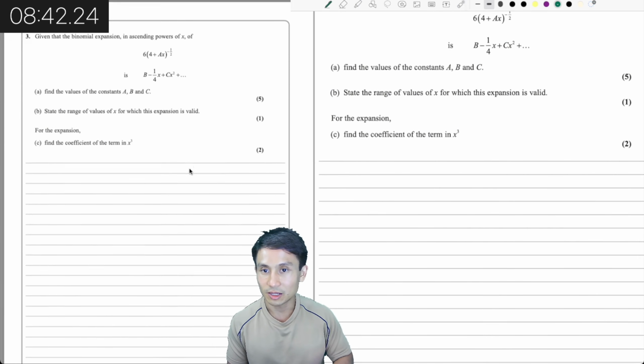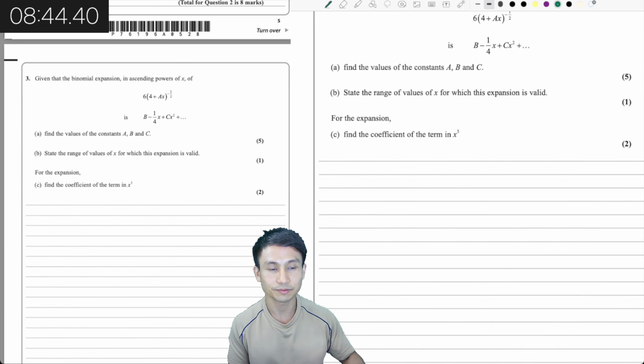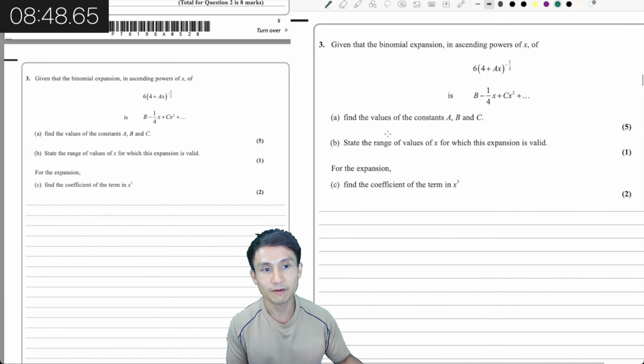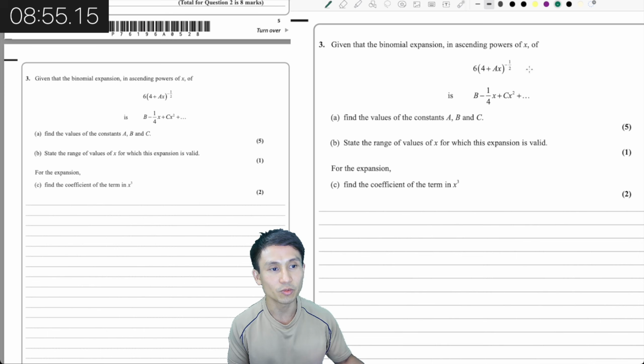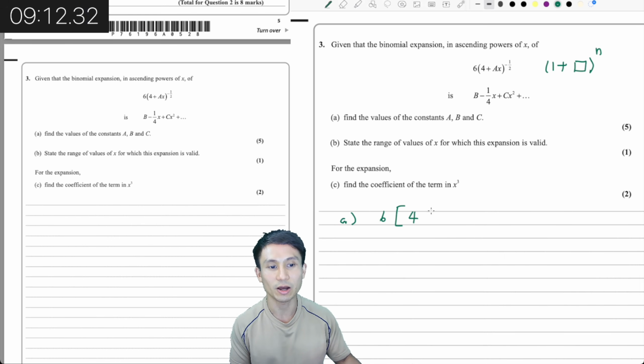Question 3. All right. A, find the values of the constants A, B, C. So this is basically binomial. And the thing with binomial is that you must have, the formula goes like 1 plus something to the power of n. So if the first term is not 1 yet, you've got to make it 1. And note that we also have a 6 here. So in order to do that, we pull 4 out, we factor 4 out.